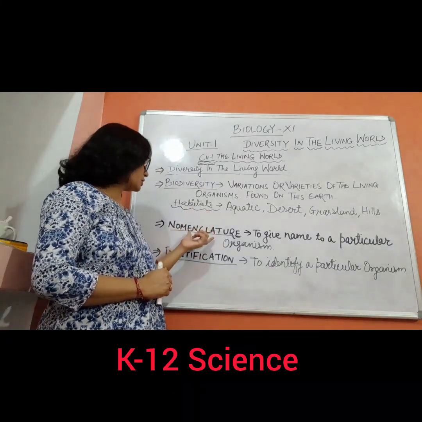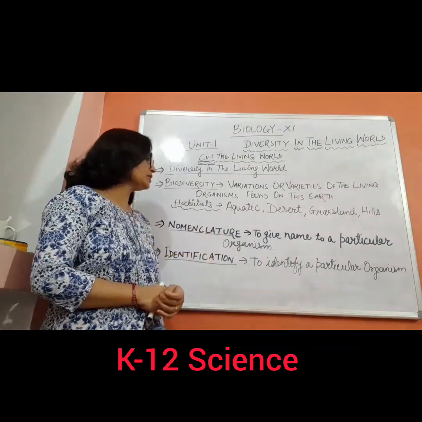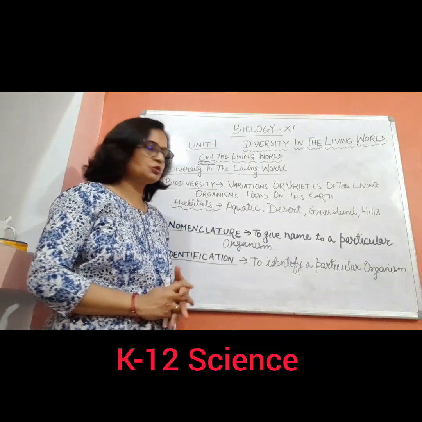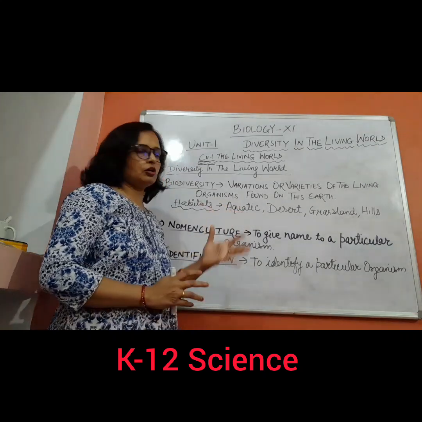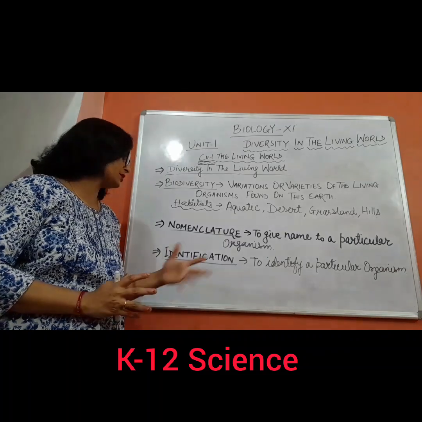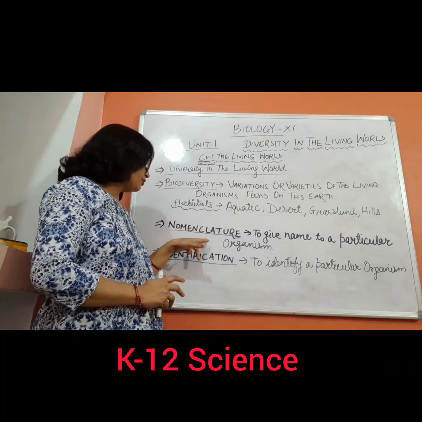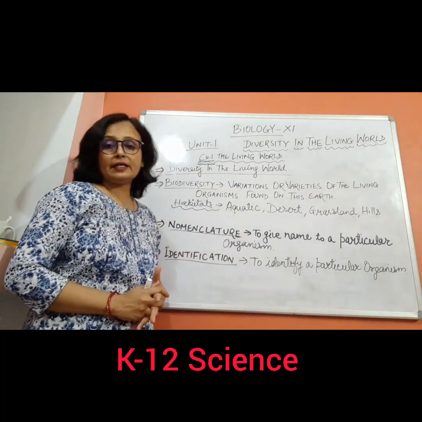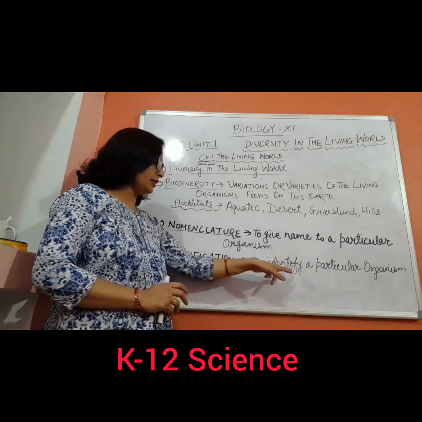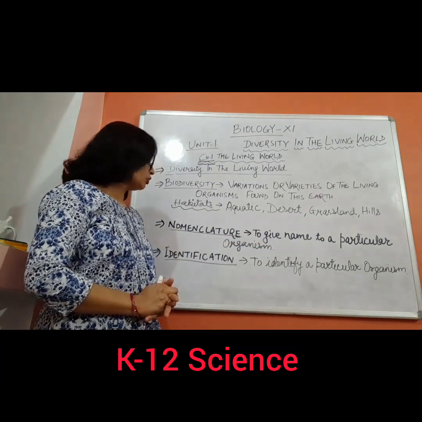Now moving towards nomenclature. The next topic is nomenclature. Nomenclature means to give a name to a particular living organism. How to give a name to a particular living organism? There are lots of varieties, so we need to give names to the different kinds of organisms, otherwise how will we classify them? But before giving a name we need to identify a particular organism. What kind of organism is this? If we identify it, then only will we be able to give it a name.